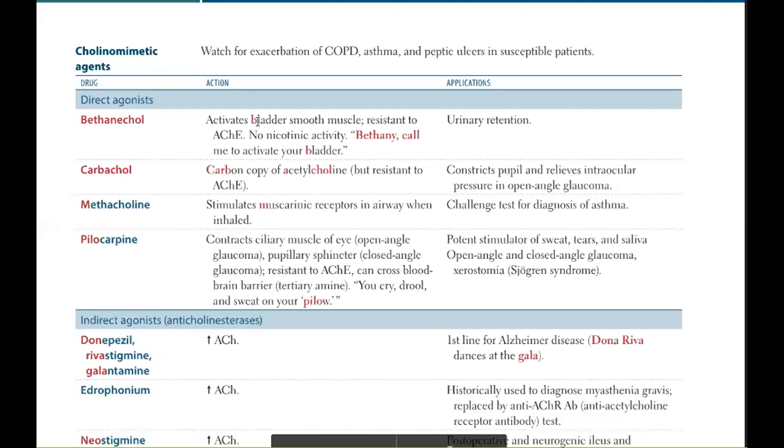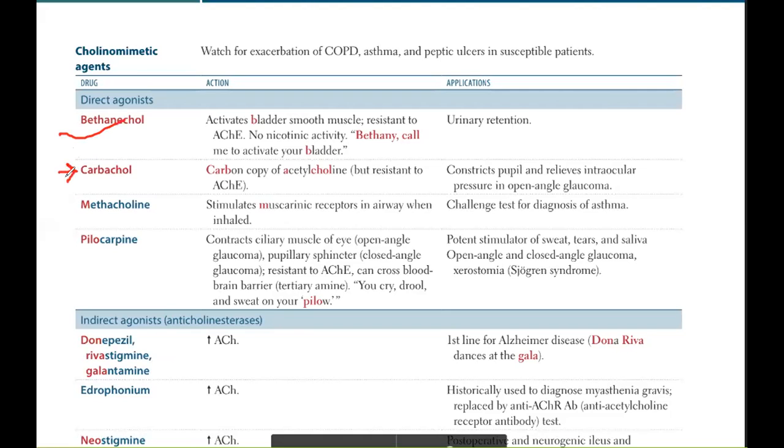We are back to this portion. Now we are done with this drug, Bethanechol. The next drug we are studying is carbachol.